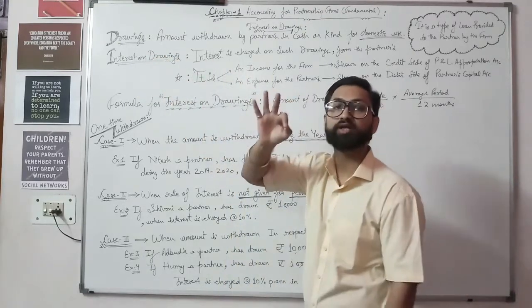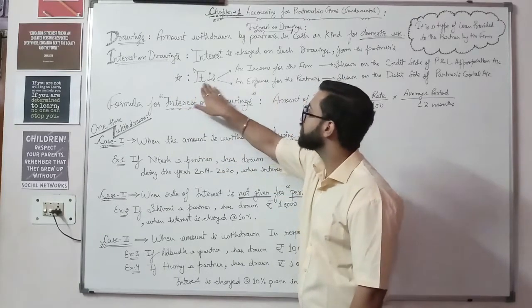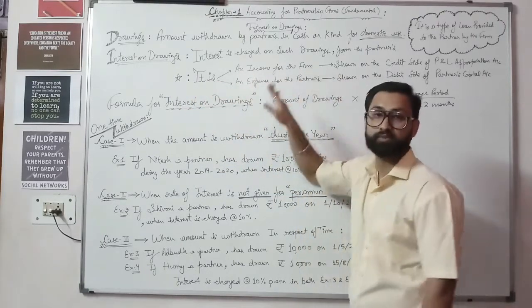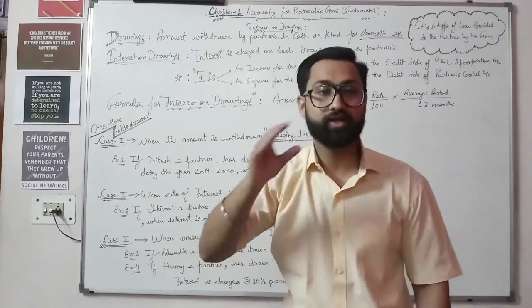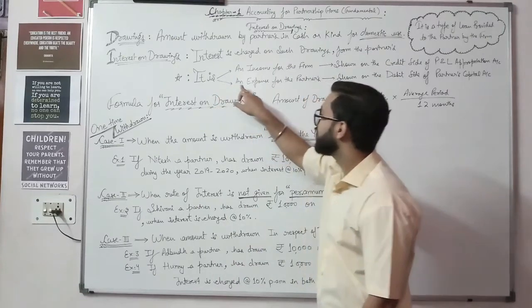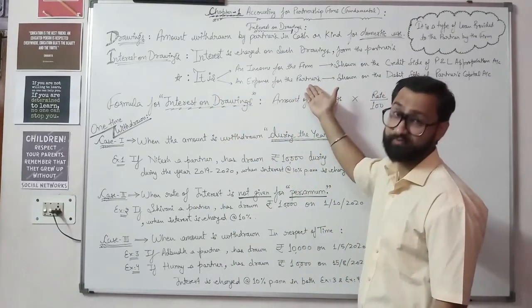Now the important thing you need to know is that interest on drawings is an income for the firm. For the partnership firm, interest on drawings is an income. And it is an expense, or you can say a loss, for the partners because they have to pay it.